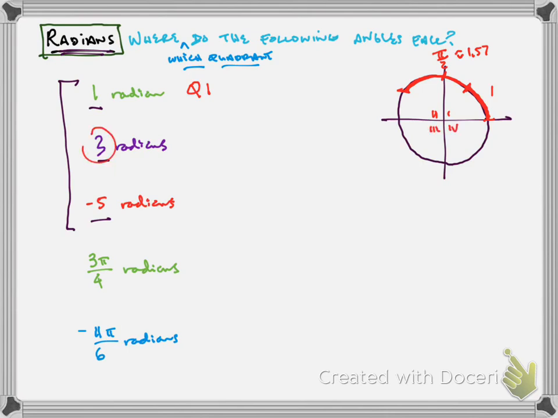3 radians. 3 radians would fall just short of pi, and we know pi to be approximately 3.14. So 3 radians would fall in quadrant 3. How about negative 5 radians?